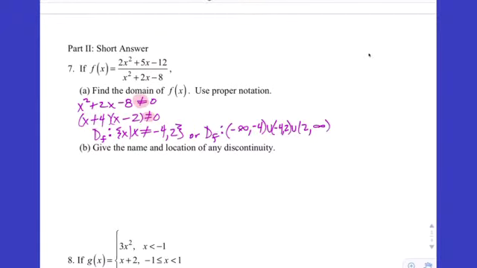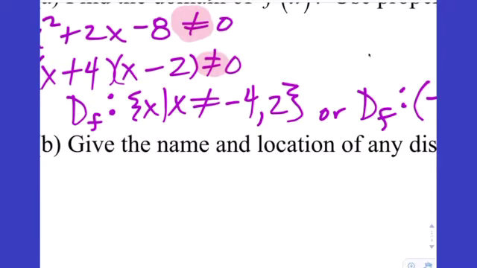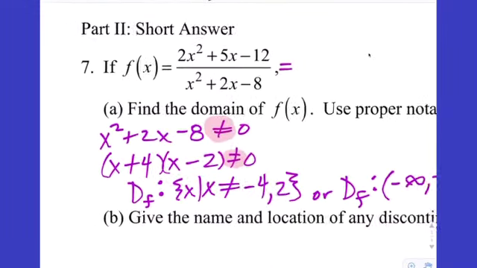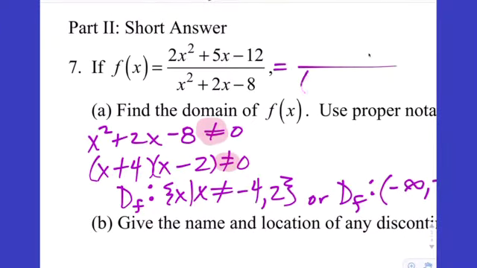Give the name and location of any discontinuity. Well, we know that there's 2 x values that interrupt the flow of the graph, -4 and 2. The graph lives on both sides of those, so those are discontinuities. They're either going to be holes or vertical asymptotes when they come from a rational function. So we do need to factor the top and bottom. So I'm going to come back up here. I know the bottom is x plus 4 and x minus 2.